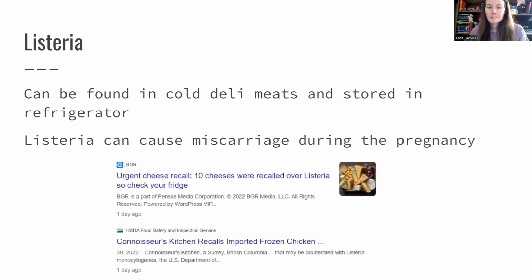So when I made this presentation, I Googled recent listeria recalls, and there were 2 active within the last day of creating this presentation. One was a cheese recall, and another one was imported frozen chicken. So it's something that's super common. I think Caesar salad kits a lot of times will be recalled. A lot of cold chicken too. So if you have these cold chicken salads, those will get recalled a lot too.